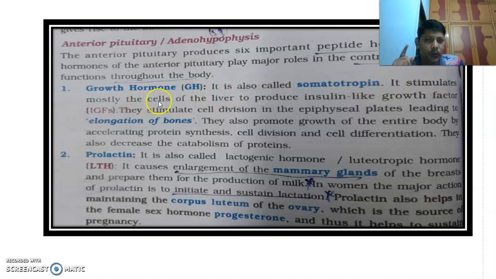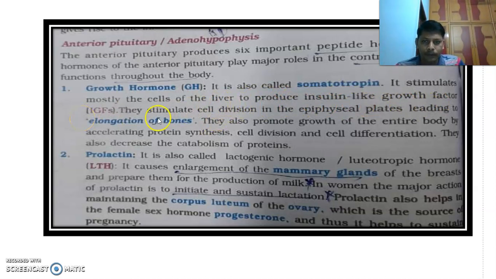It stimulates mostly the cells of the liver. I have uploaded the notes of this pituitary gland. Look at those videos and write down notes. It stimulates mostly the cells of the liver, muscles, cartilage and bone to produce insulin like growth factors, not insulin, IGFs.